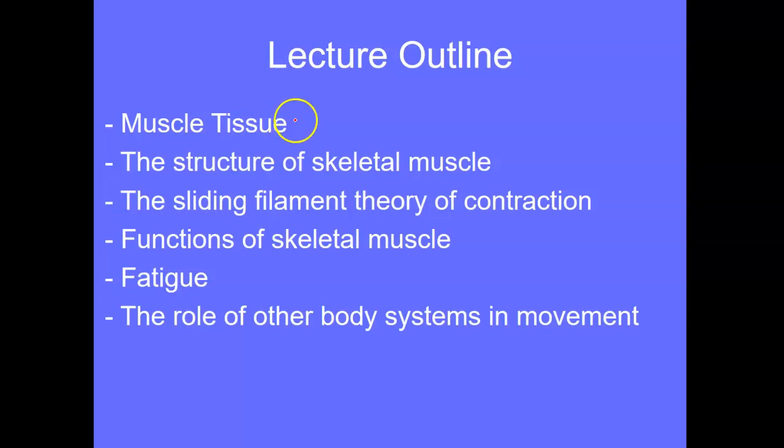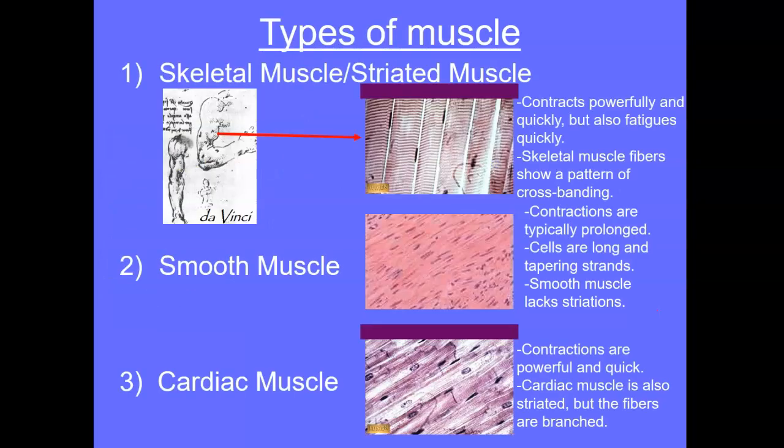We're going to start with basic muscle tissue, the microorganization of it. We're going to talk about skeletal muscle structure, something called the sliding filament theory of contraction. That is an important element of studying muscles because this is how muscles actually contract at the molecular level, which is super cool. We're going to talk about the functions of skeletal muscle, what muscle fatigue is, in skeletal muscle mostly, and then the role of body systems in movement. We will be talking a little bit about other muscle types, smooth and cardiac muscle, later on.